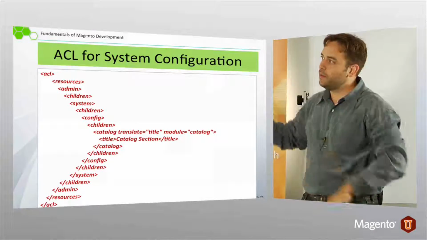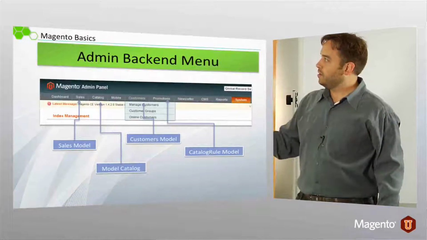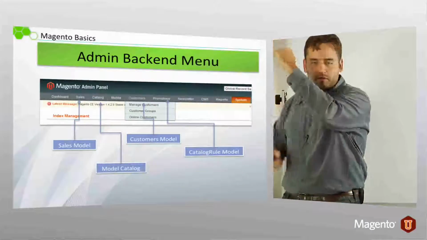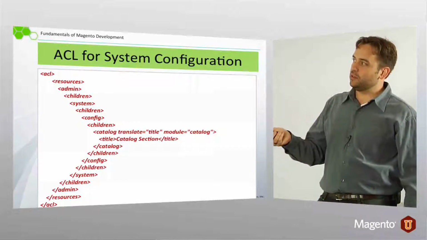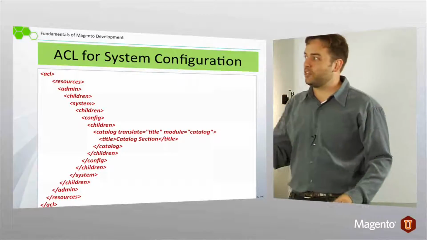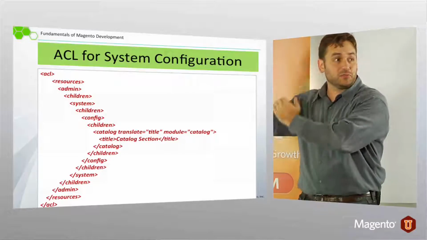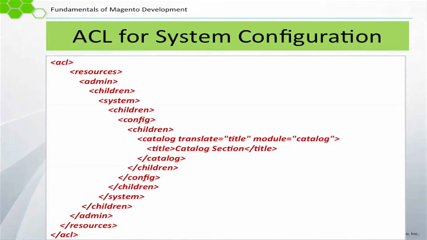Looks like we have catalog. So inside this children node, we would probably have system, reports, CMS, newsletter, all of those as sibling nodes. And then system, children, config, children. And this is simply how we set up ACL for the different panels in system configuration. So those are the two things we can affect with the ACL. Items in system configuration and menu items in the admin.